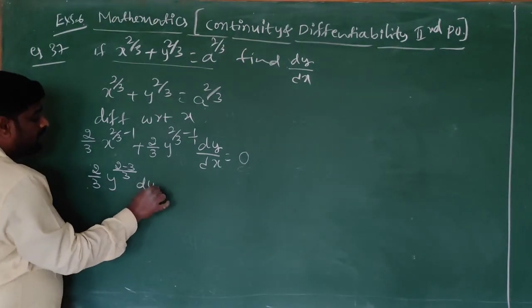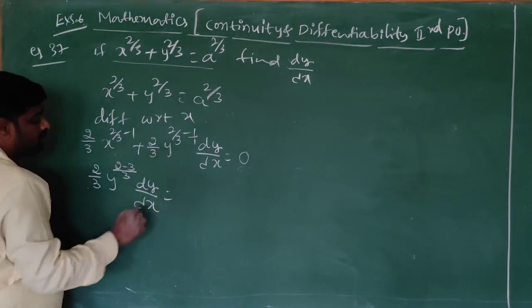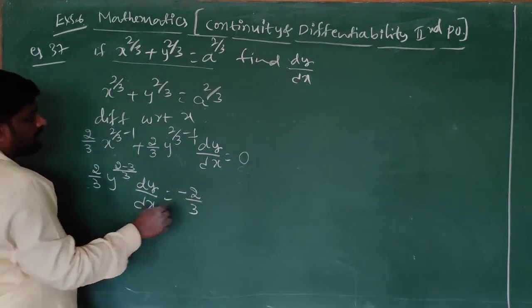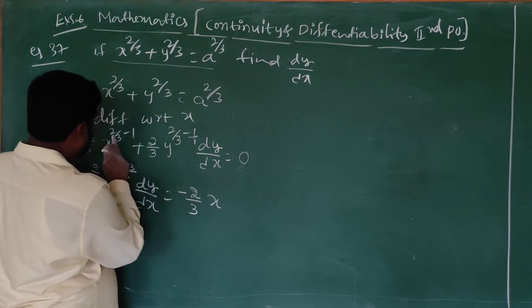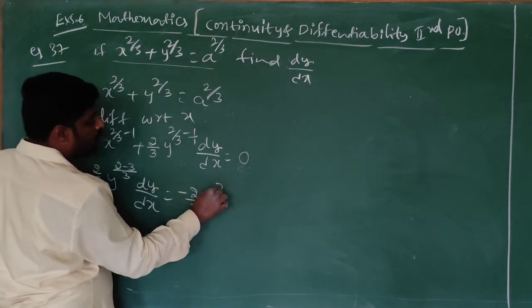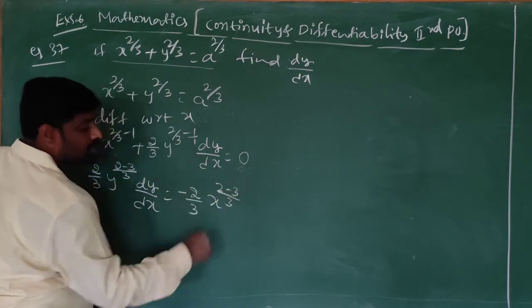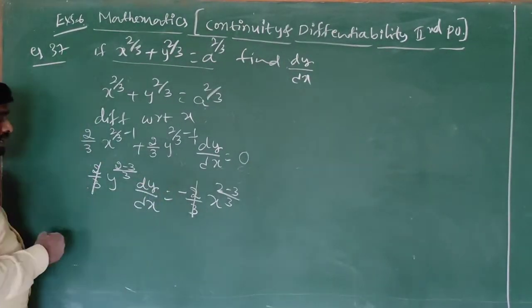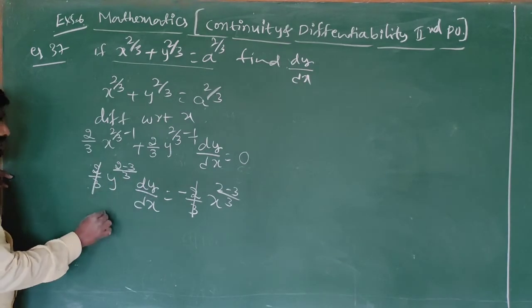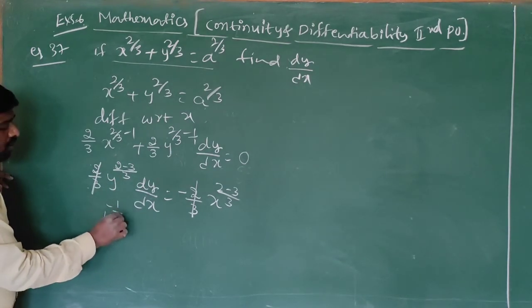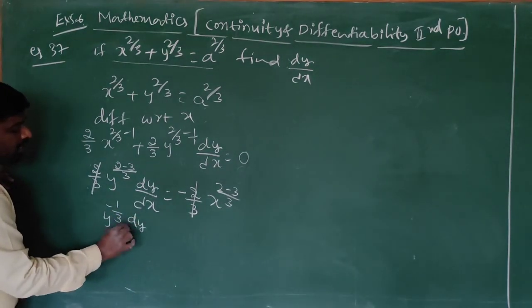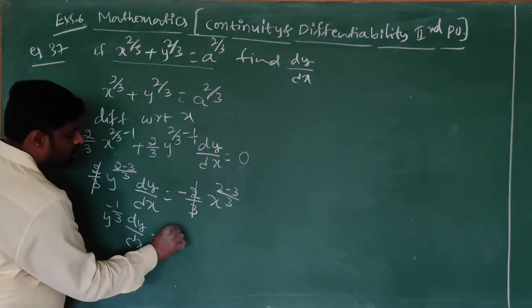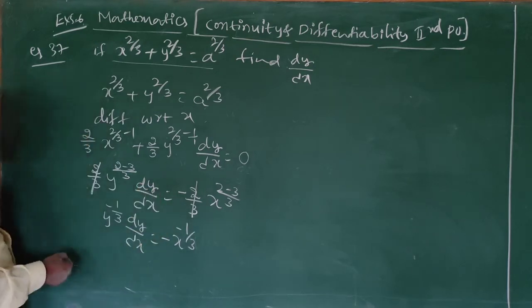Into dy by dx is equal to minus 2 by 3. So that is x to the power of 2 by 3 minus 1, which is (2 minus 3) divided by 3. So now 2 by 3 cancel. 2 minus 3 is minus 1. y to the power of minus 1 by 3 dy by dx is equal to minus x to the power of minus 1 by 3.